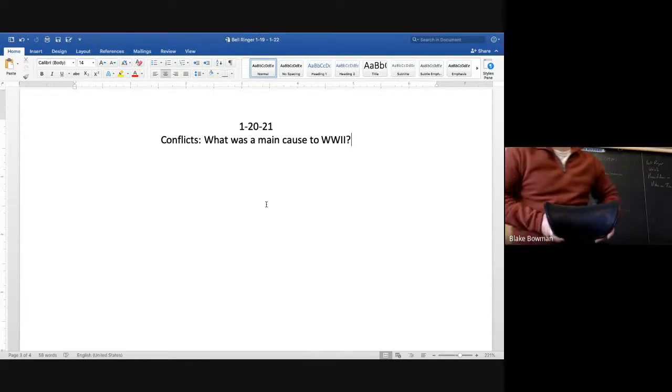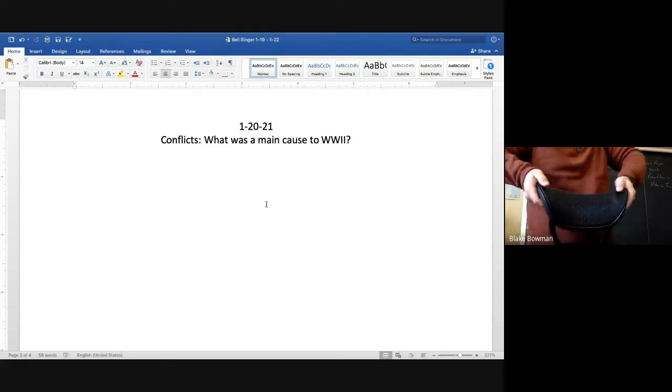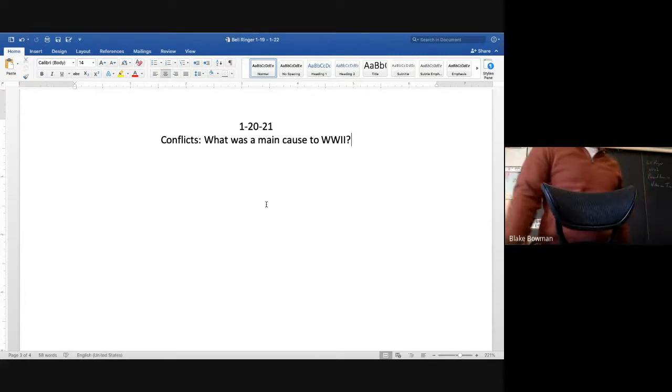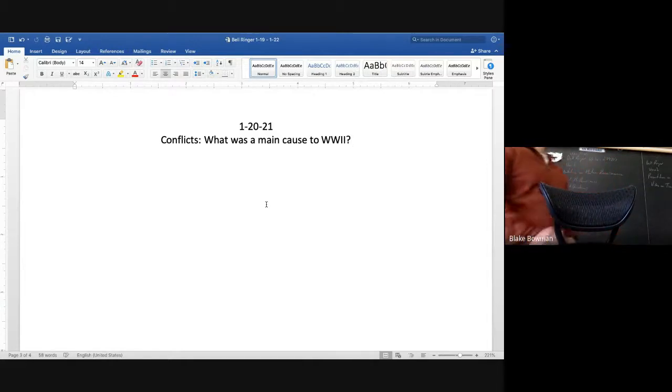Write it down. If you want to do it on a Google Doc or a Word doc, write it in your notes. That helps out a lot too. If you want to just use the sheet under general information, the bell ringer sheet, that's fine too. But what was the main cause of World War II? Try not to just use your iPad and look it up right away. That's the easy way out.